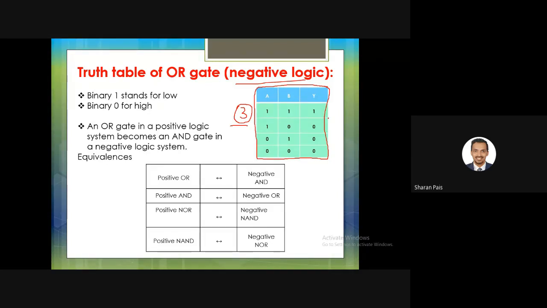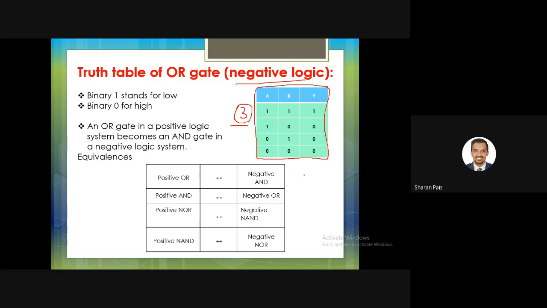The same circuit behaves like an OR gate whenever you apply positive logic. The same circuit works as an AND gate whenever we apply negative logic. This is a kind of reusability. There's no need to build one more circuit or one more diagram. Just change the logic.